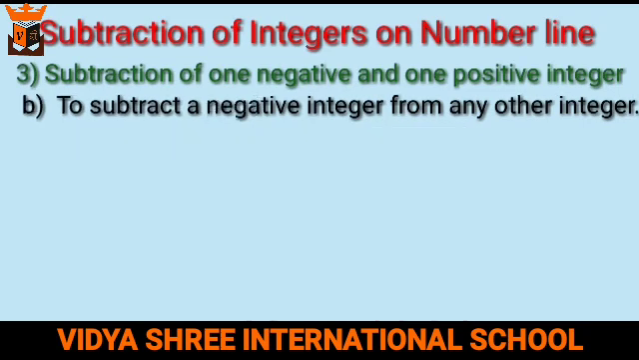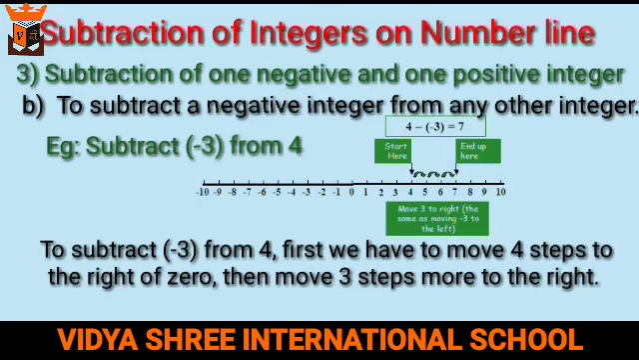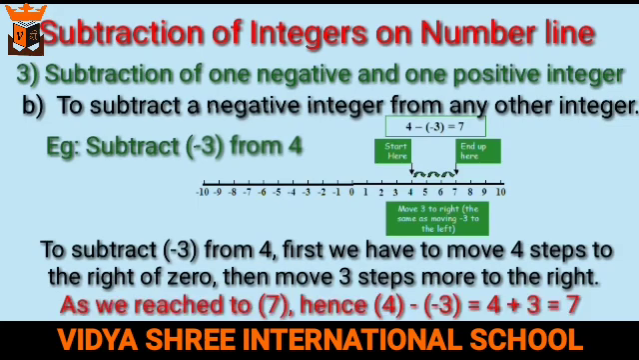To subtract a negative integer from any other integer, for example, subtract minus 3 from 4. To subtract minus 3 from 4, first we have to move 4 steps to the right of 0. Then move 3 steps more to the right. As we reach 7, 4 minus minus 3 equals 4 plus 3, which equals 7.